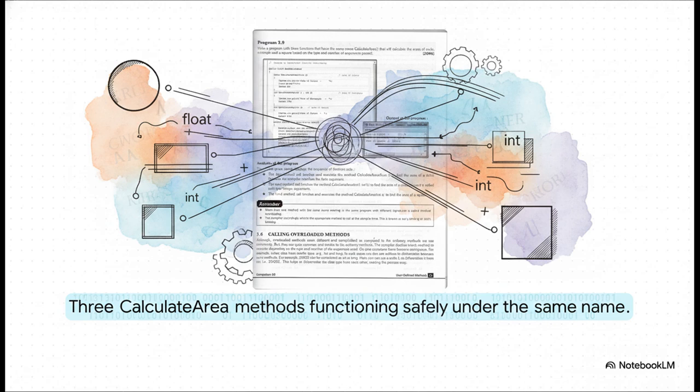Picture a program with 3 distinct methods, and they're all identically named calculateArea. Normally, this would cause a massive error, right? But it works beautifully here because their parameter signatures are completely unique. The first takes a single float to find the area of a circle. The second takes 2 int variables for a rectangle. The third takes a single int for a square. You just call the method name, pass your specific data, and Java flawlessly routes it to the correct logic block. It makes your code so incredibly intuitive to read.